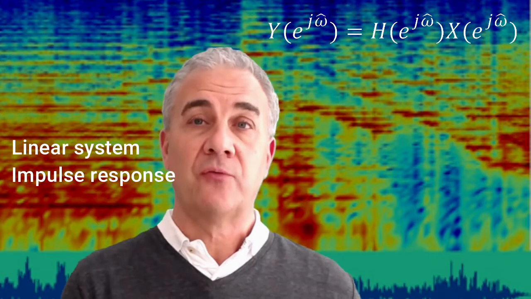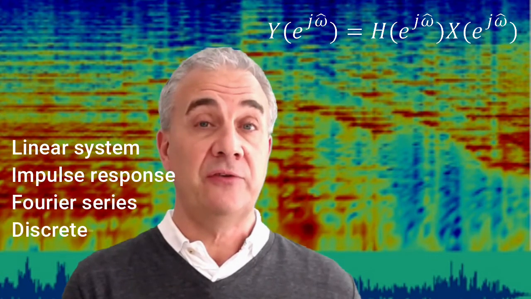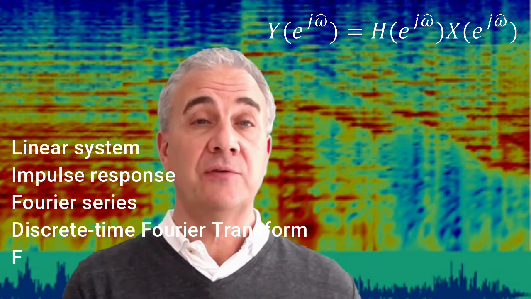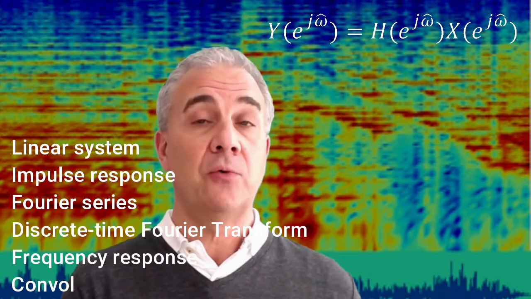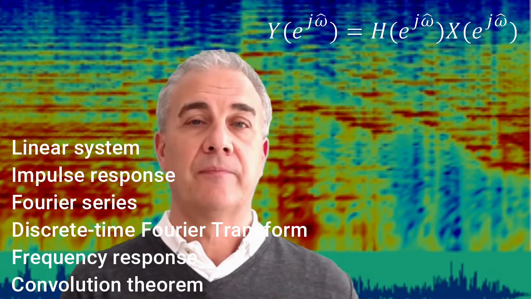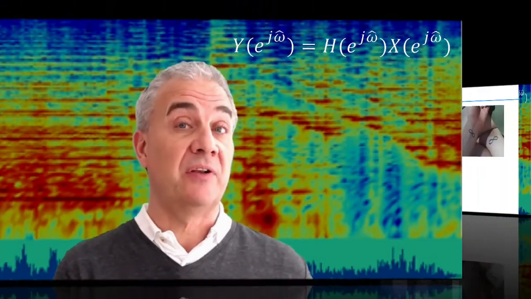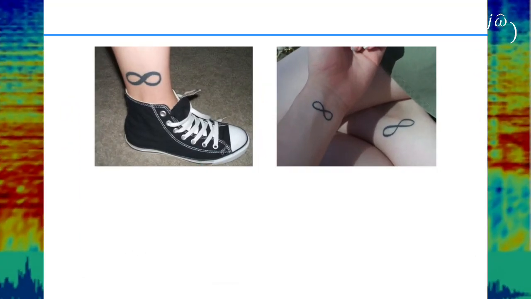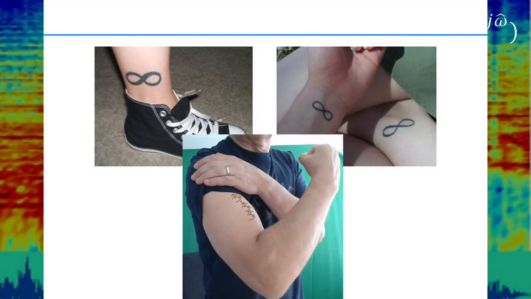If we put everything together in this course, from linear systems to impulse responses, from Fourier series to DTFTs of signals, and now the frequency response, then this one equation, the convolution theorem, sums it all up. I know some mathematicians who show their expertise by having the infinity symbol as a tattoo. If you're well versed in signal processing, the convolution theorem is probably a worthy alternative.